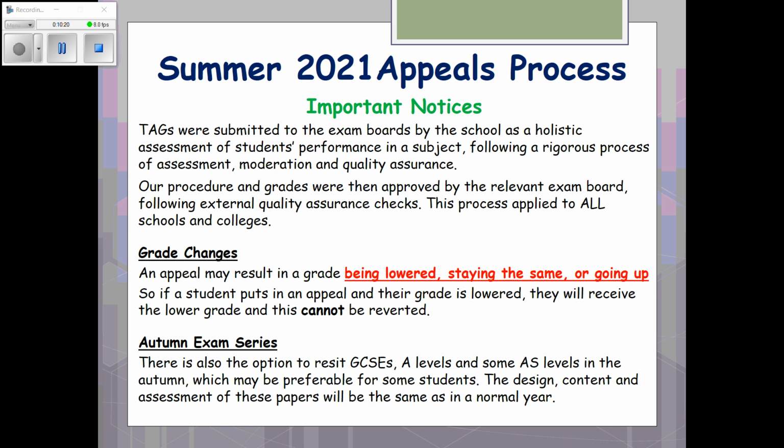There is also the opportunity to sit or resit GCSEs and A levels and some AS levels in the autumn exam series, which may be a much more preferable option for students, because this is an opportunity to really prove what they can do and get the grades that they deserve. The design, content and assessment of these papers will be the same as a normal year. The only exception will be any art and design courses. So if you are considering resitting an art and design course, please do get in contact with one of your teachers directly.